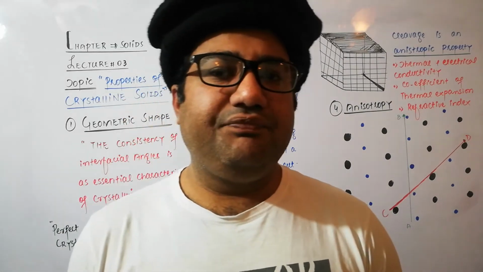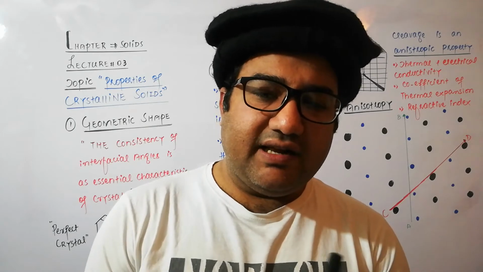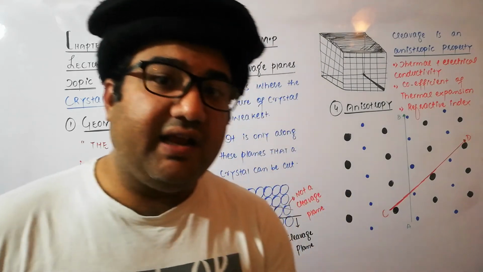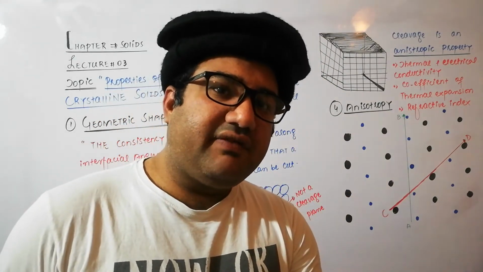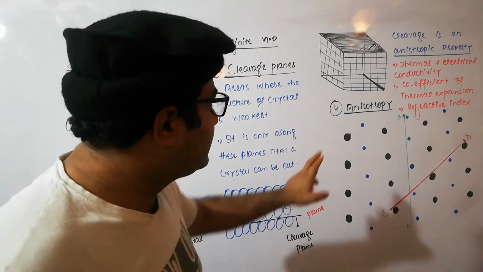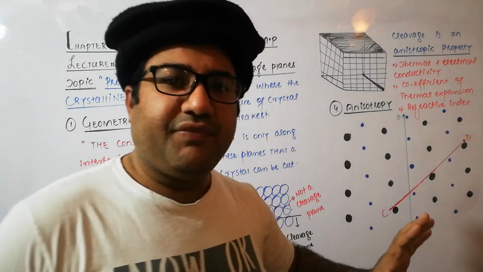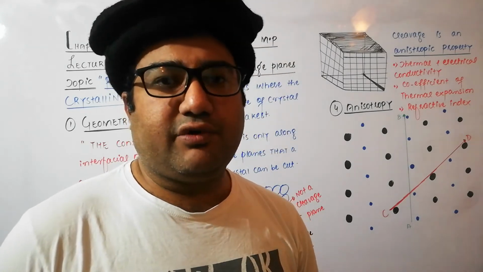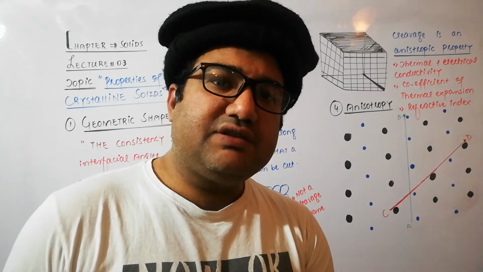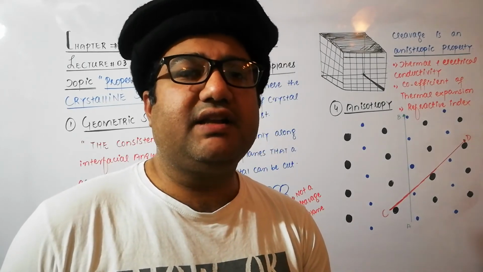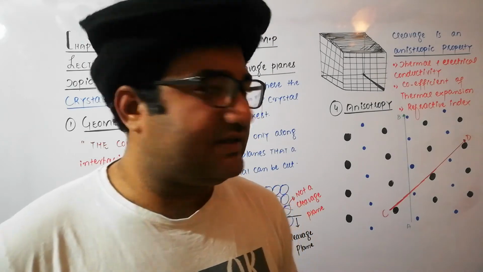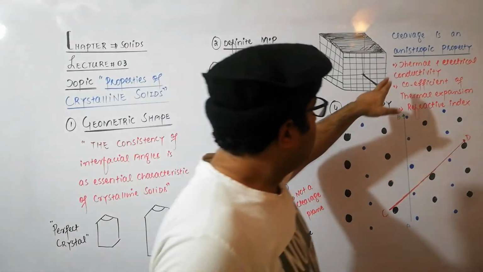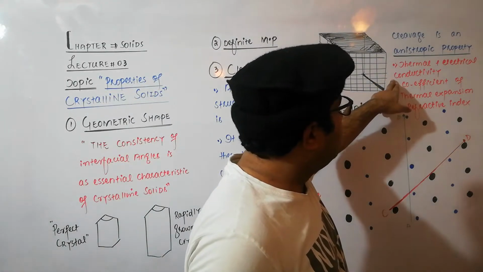But in the case of a crystalline solid, changing the direction may affect the intensity of the physical properties. The phenomenon in which changing the direction affects the intensity of the physical properties is called anisotropy. And a property which shows anisotropy is called an anisotropic property. Now the concept of anisotropy is because of the particular arrangement of the particles in a crystal. Now what are the examples of the anisotropic properties? Thermal and electrical conductivity is an example.